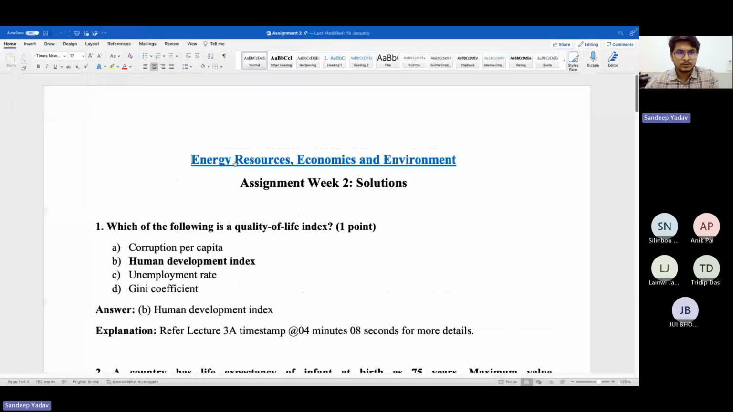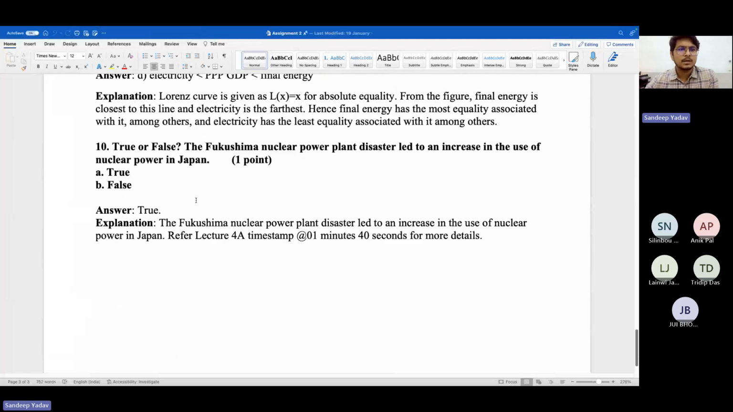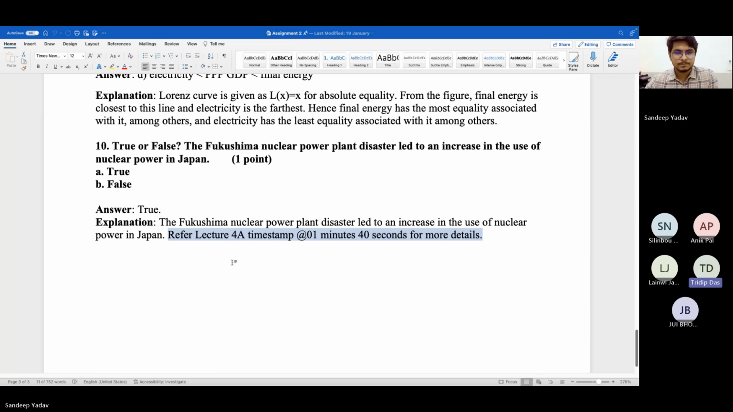I think you're talking about question number 10. True or false? The Fukushima nuclear power plant disaster led to an increase in the use of nuclear power. Have you gone through the timestamp of this solution? You can go through this again. Otherwise, you can raise a query on the forum. One of the TAs will solve your query. If the question is wrongly interpreted, then you will be assigned the marks that you have lost. Okay, sir. Okay, thank you, sir.